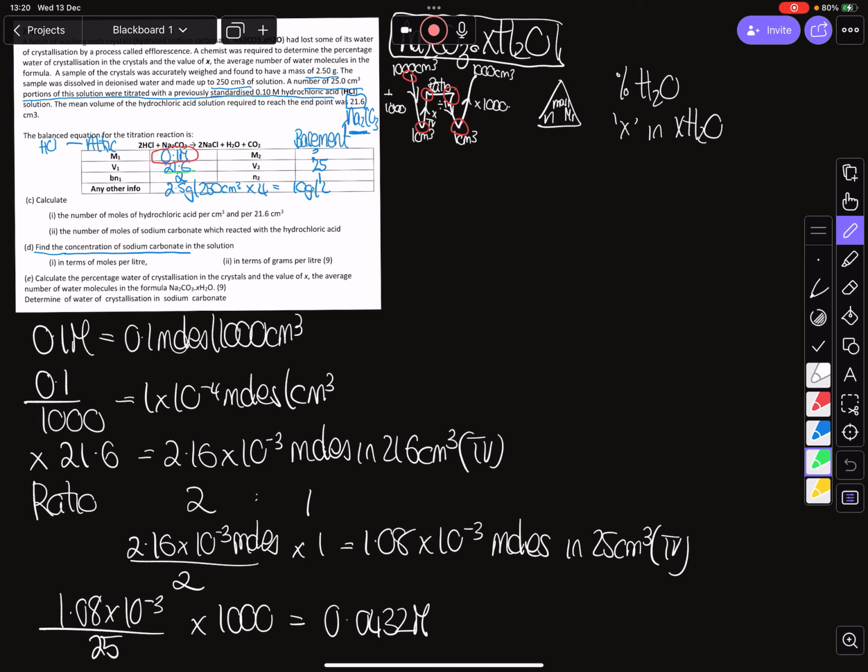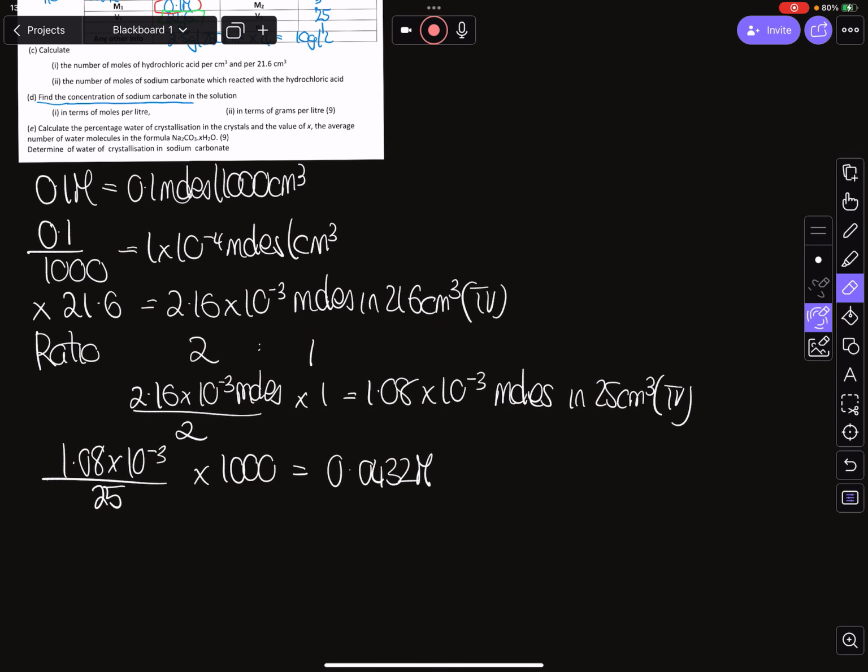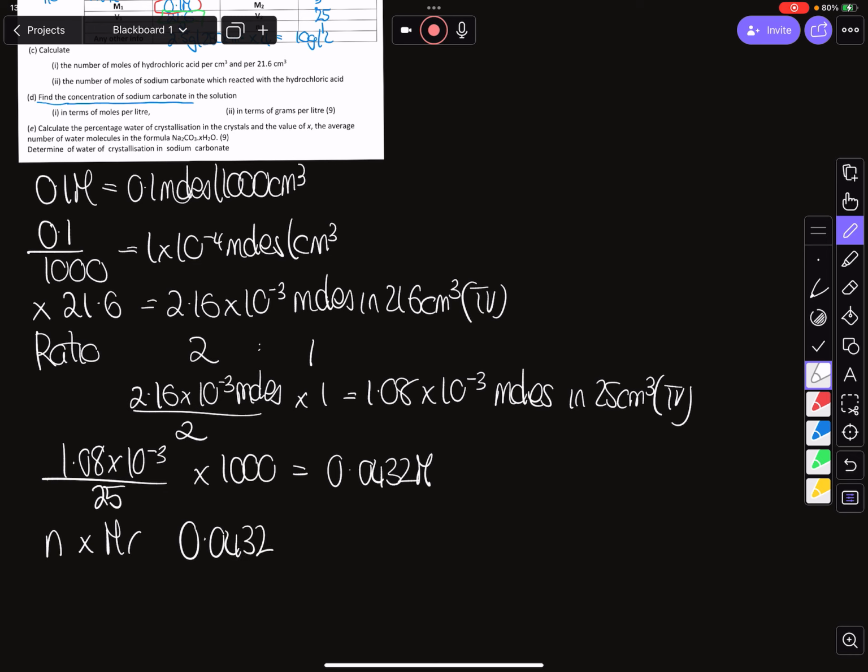Now, in my question here, there's 3 significant figures in 21.6, so that's why I'm having 3 significant figures down here with 0.0432. I still haven't read my question in terms of what it is I have to do, but our next step is always moles by molar mass. So 0.0432. This is my sodium carbonate, so it's going to be 23 by 2, 12 by 1, and 16 by 3. And when I add all those together, I get 106.